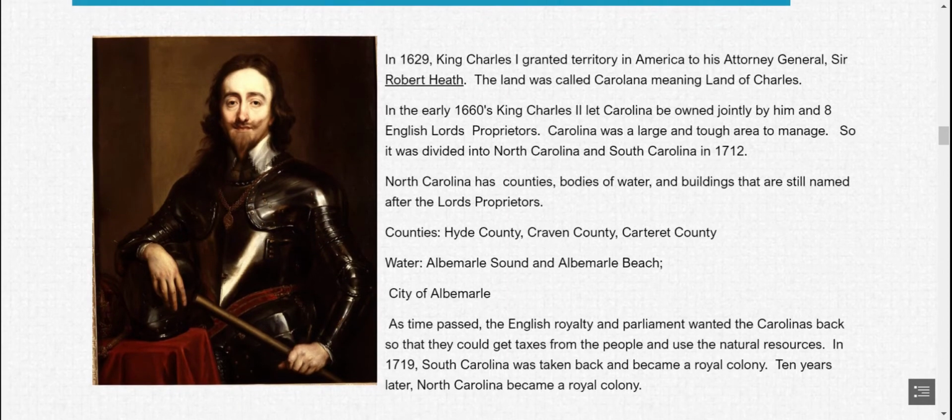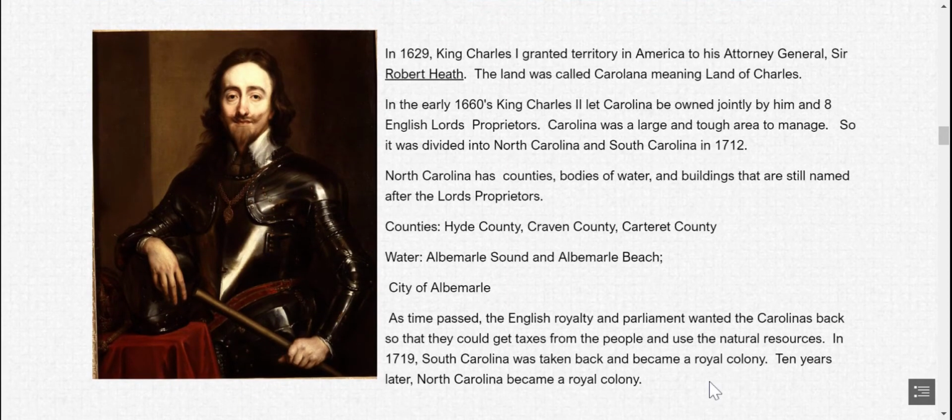As time passed, the English royalty and Parliament wanted the Carolinas back so they could get taxes from the people and use the natural resources. So in 1719, South Carolina was taken back and became a royal colony. 10 years later, North Carolina became a royal colony.